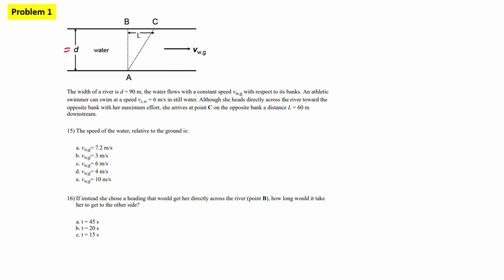All right, let me first just enter some of these values here. So that's the width of the river is 90. And we also know that she ends up going like this, a distance L downstream. Okay, so the first question says, what is the speed of the water relative to the ground? All right, and we've got some numerical answers right here. All right, so what I would first suggest over here, let's just think about this a little bit.